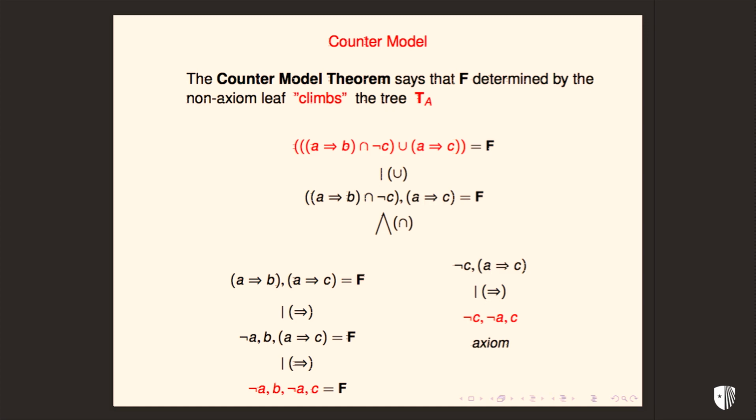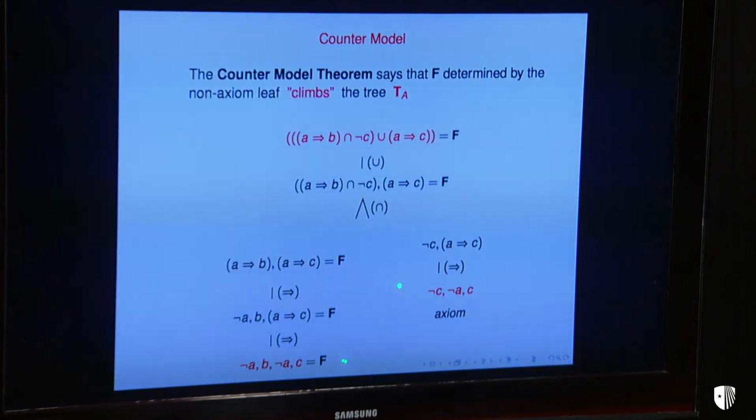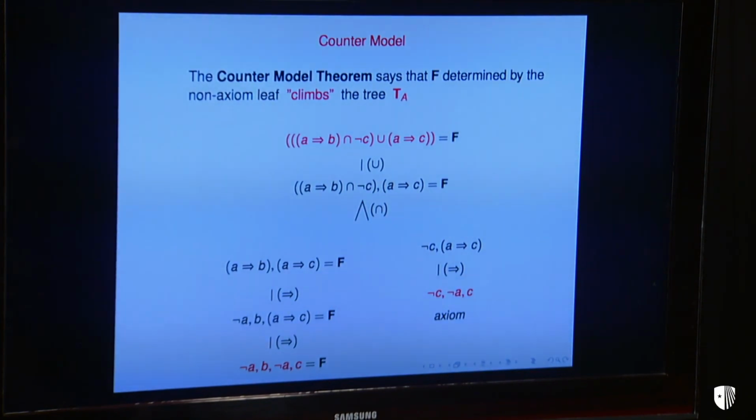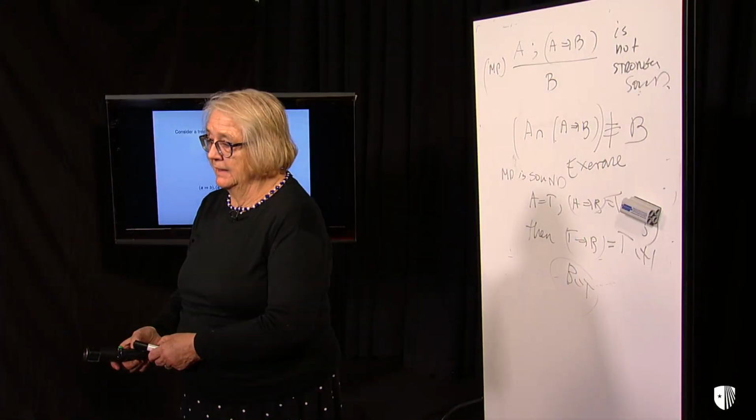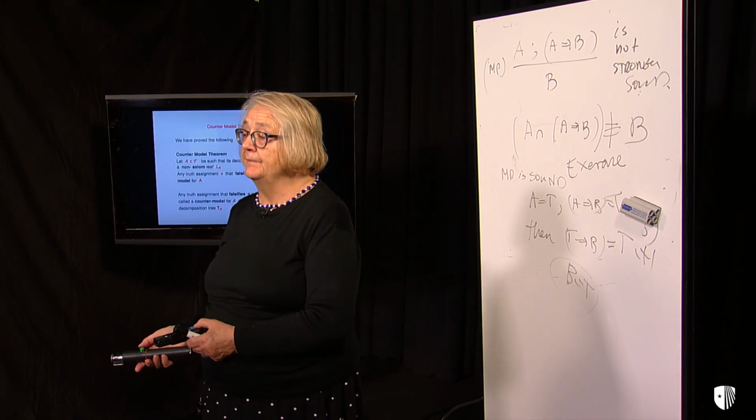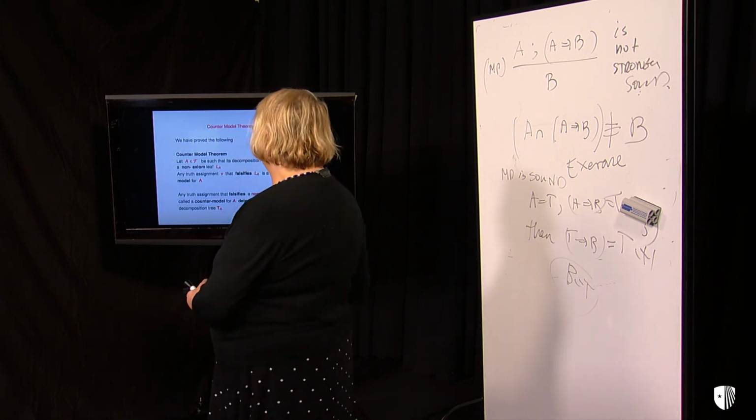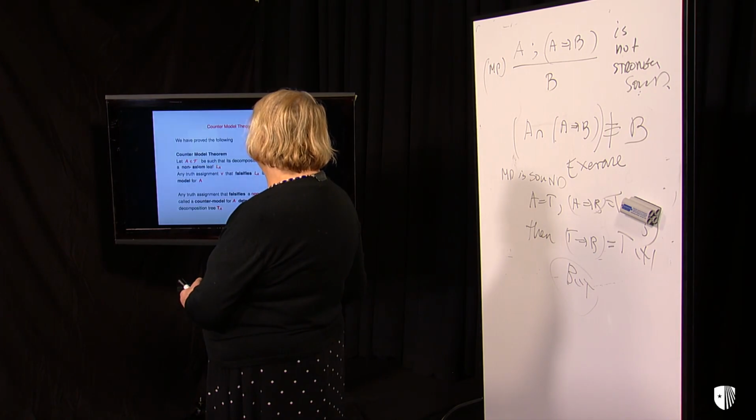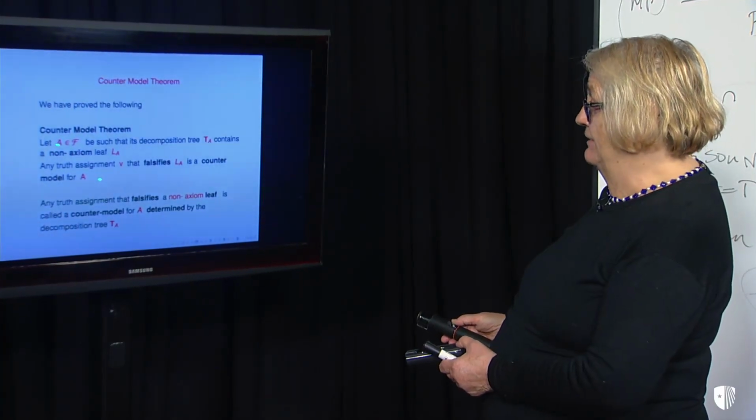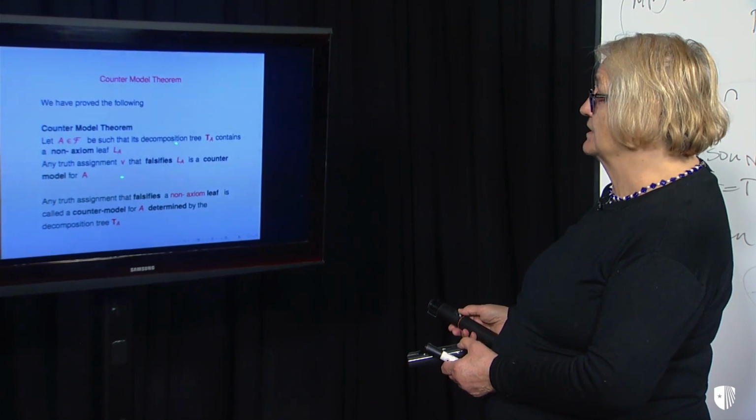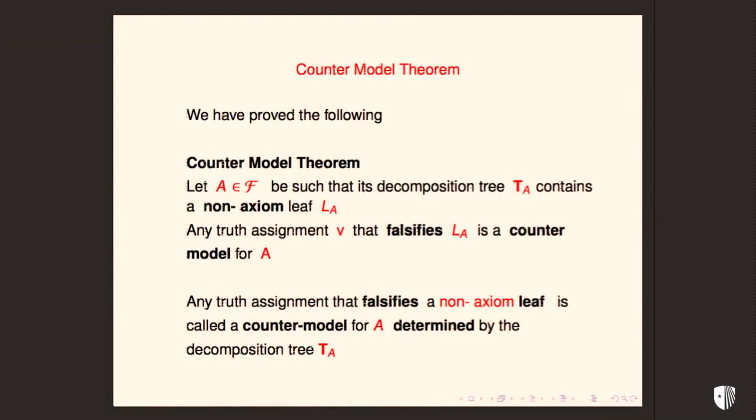So to build a countermodel for a formula, it is enough to make the leaf F. And that is what we call the countermodel theorem: if A is such that the proof does not exist, and T_A contains a non-axiom leaf, then any truth assignment which falsifies the non-axiom leaf is a countermodel for the formula.